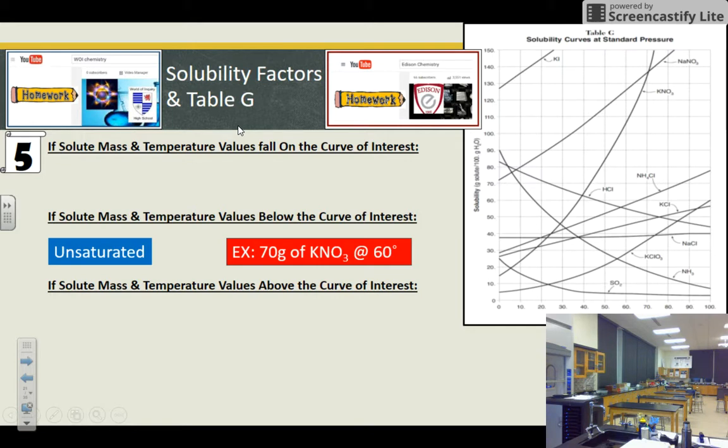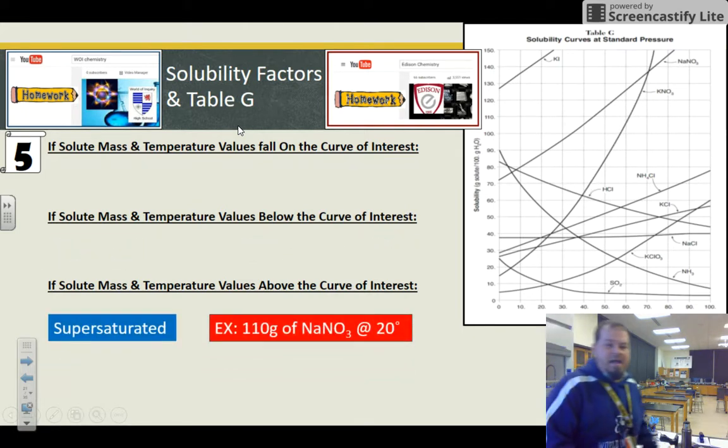So 70 grams at 60 degrees, 60 degrees, 70 grams, that's here. I trust that you can plot these things pretty quick. Now I deal with KNO3, look, I'm below the line. So below the line is unsaturated. And then again, above the line is saturated. You plot this one, you'll see that I'm above the line. I need to save some time.